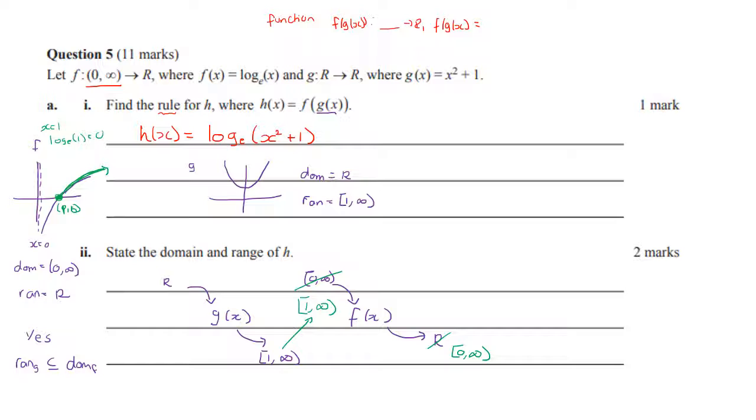So now, once we've made sure that our two parts in the middle are the same, the domain of h is the part I had at the start, which is the reals, and the range of h is the part I had coming out at the end, which is 0 to infinity.